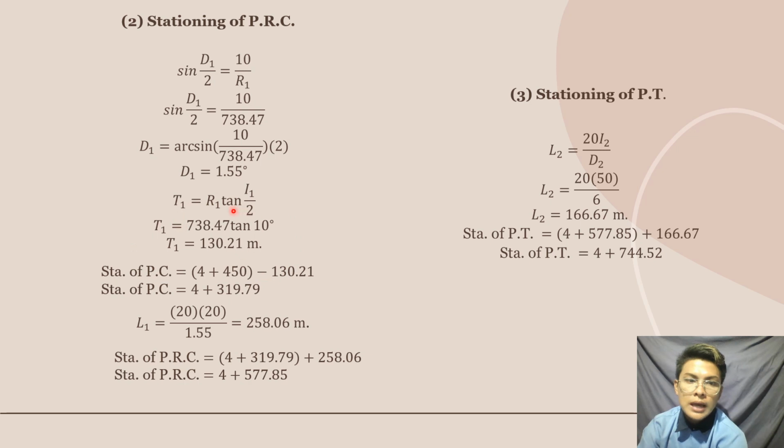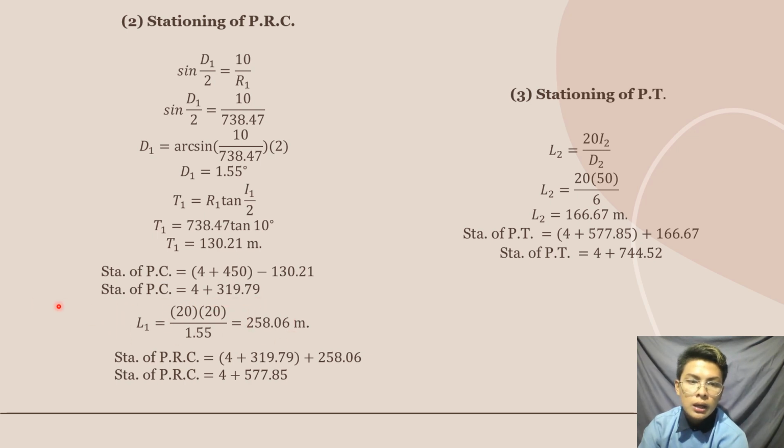Next is we will get our tangent. By using the formula T1 equals R1 tangent I1 divided by 2, then substituting the values of R, then I1 20 divided by 2 is 10. So we will get T1 is equal to 130.21 meters. Next is the station of our point of curvature. Given our PI, or the point of intersection, 4 plus 450 minus our T1 130.21. So we have the PC 4 plus 319.79.